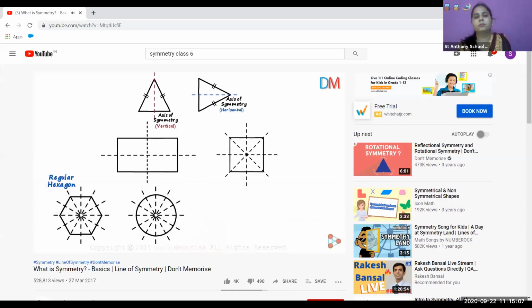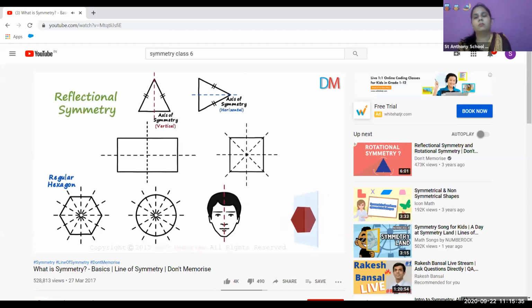Did you know that nature loves symmetry? The best example of symmetry in nature would be that of a human face. It has a vertical axis of symmetry. What we saw in this video is reflectional symmetry. If one part is kept against a mirror, its reflection will give us the other part. Let's say we keep half the hexagon on this side of the mirror, its reflection will give us the other half. Hence it's called reflectional symmetry.